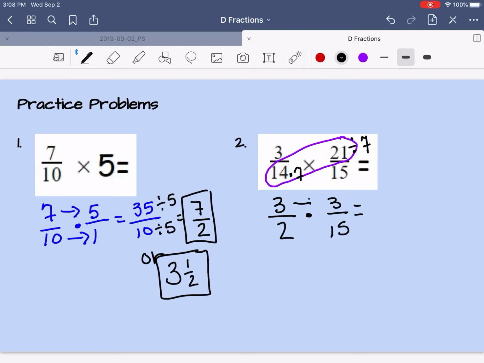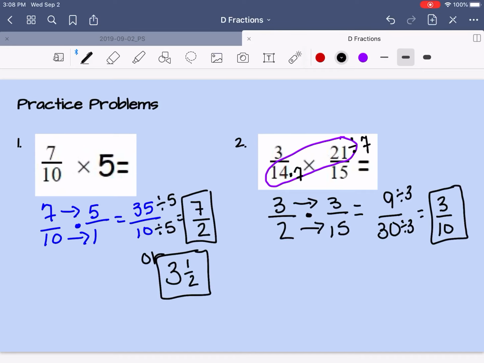So now I can do numerator times numerator, denominator times denominator. 3 times 3 is 9. 2 times 15 is 30. 9 and 30 are both divisible by 3. So 9 divided by 3 is 3. 30 divided by 3 is 10. So my final answer in its reduced form is 3 over 10. How did you do on those?